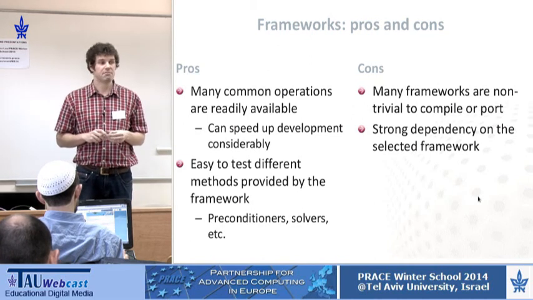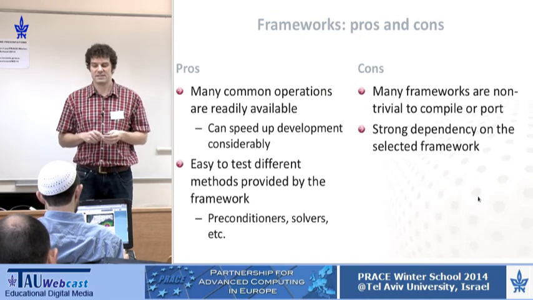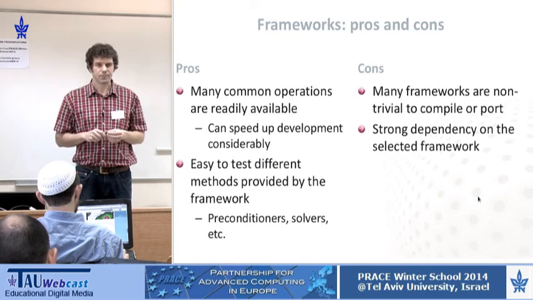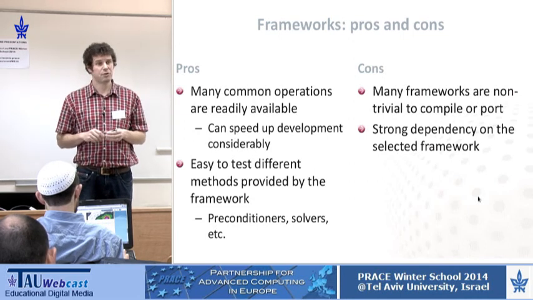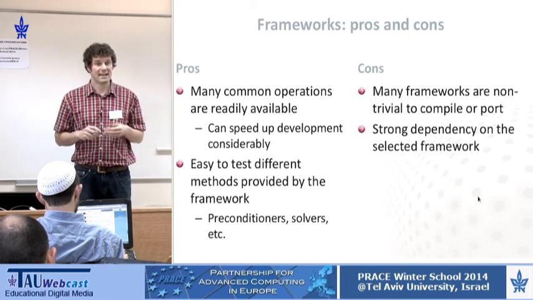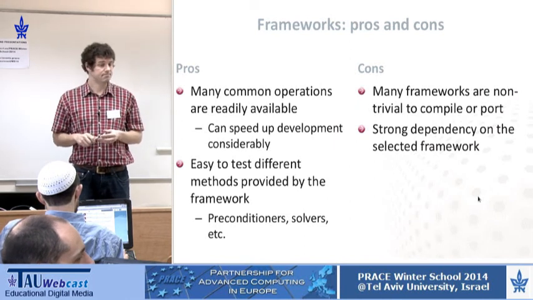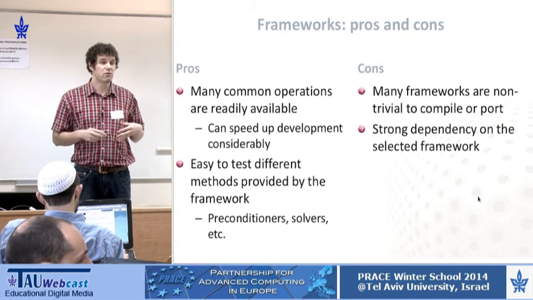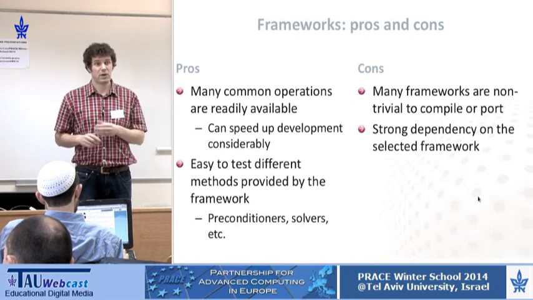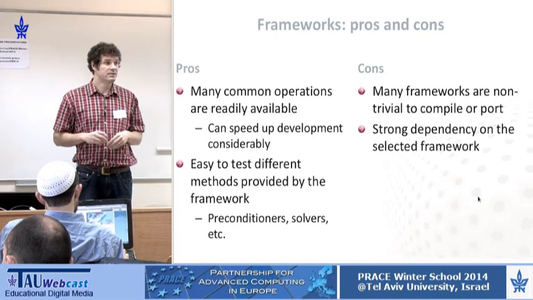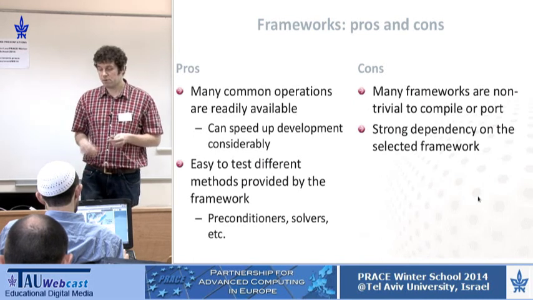Pros are of course that there are many things done already for you. You don't have to implement them yourself. Sometimes a nice thing is that, let's say you're doing some sparse matrix things, and there are a multitude of different iterative solvers that can be used for a particular problem, whether it be conjugate gradient or Jacobi-Davidson or whatever. And with these frameworks, it sometimes can be as easy as changing one command line parameter when you execute your application to try to use a different solver. So it's very easy to experiment with different solvers and see what suits your particular problem best.